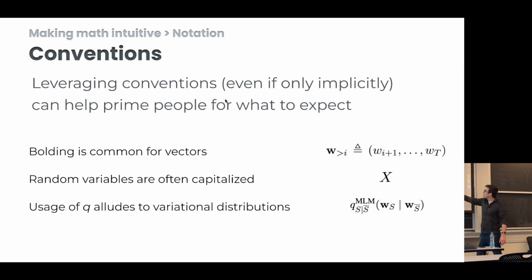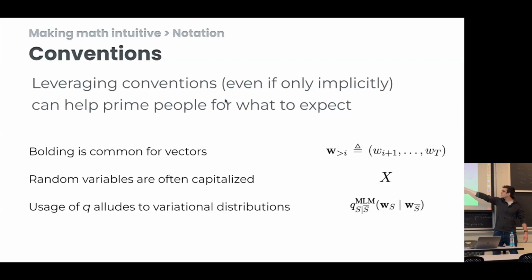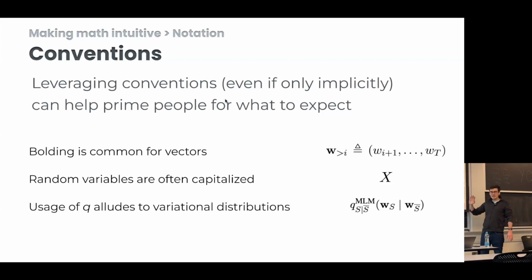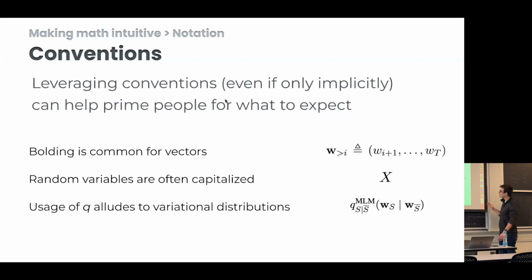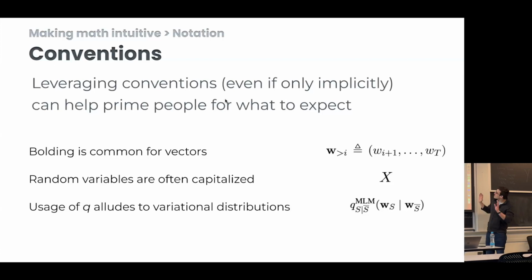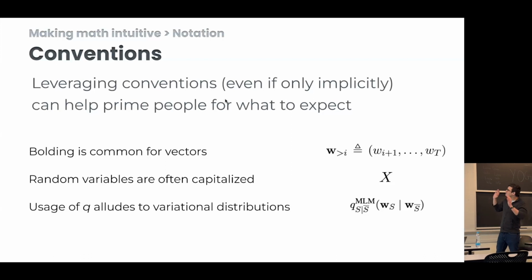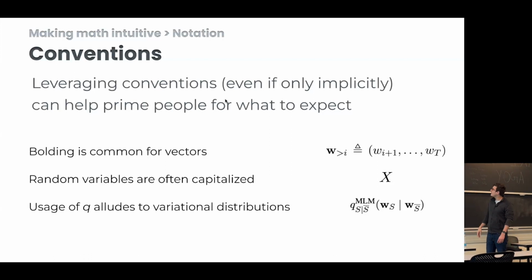This might not be universal, but in machine learning, at least a lot of the NLP papers that I read use bolding to denote a vector. So if I just see something bold, it might not be a vector, but I'm already half expecting it to be a vector. And if it is a vector, then great, okay, I was right. I'm understanding something here.